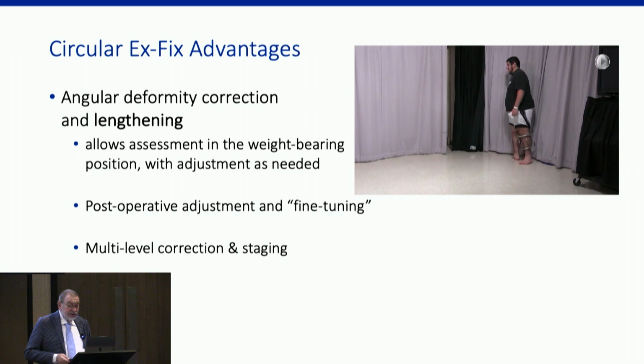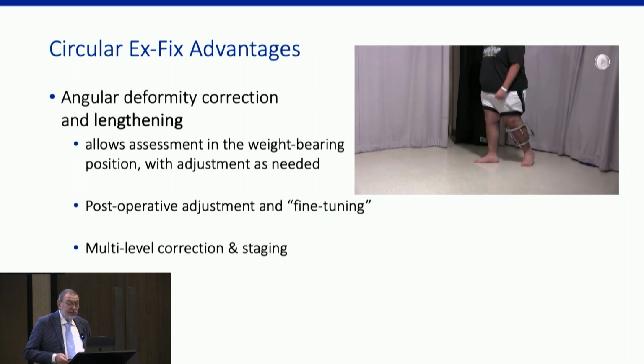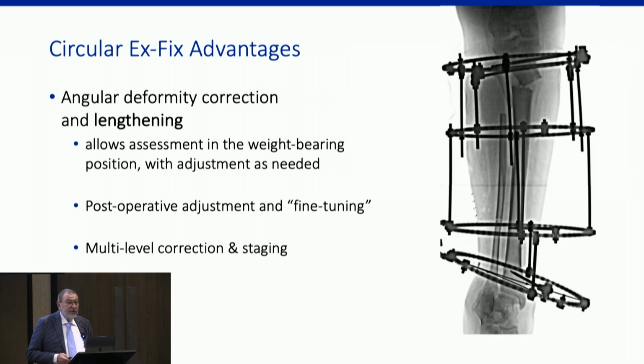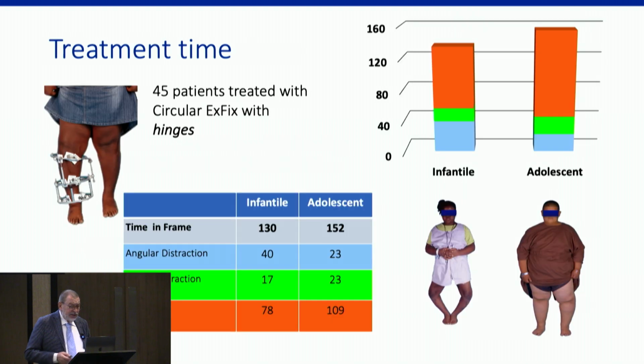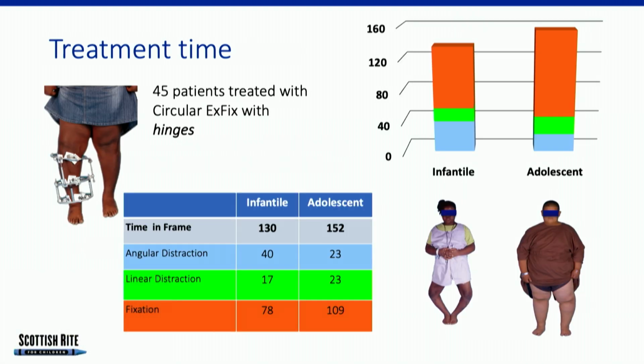And you can also fine-tune your correction of deformity, or if you need to do multi-level deformity, I honestly prefer the frame. About 10 years ago, we analyzed our experience with the patients we treated with circular fixator with hinges. There were 45 patients treated, and the diamond frame was not so bad. It's slightly bigger for the adolescent population than infantile, and they obviously go longer on fixation, they're older and take longer time to heal.